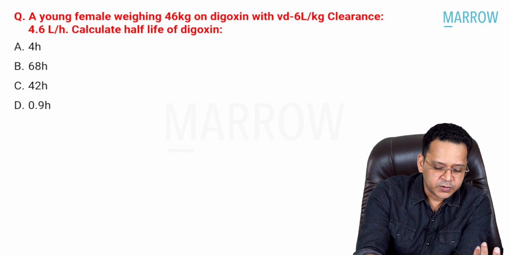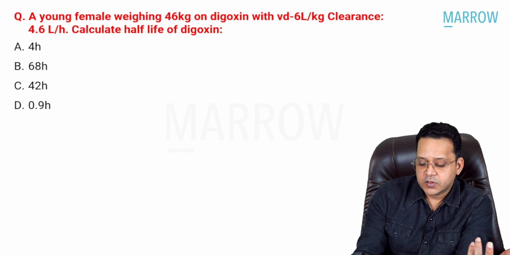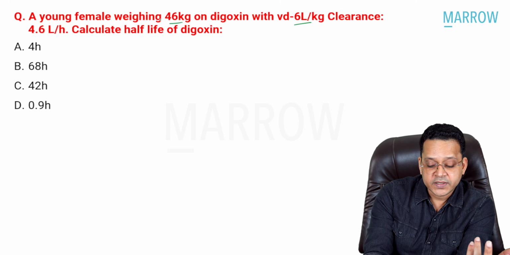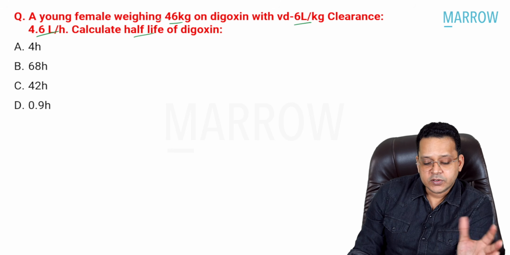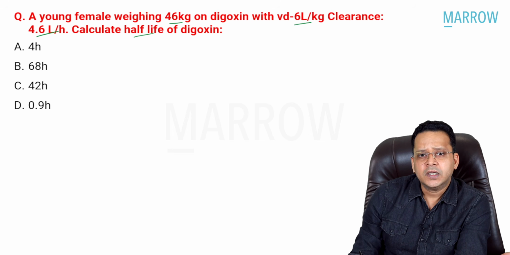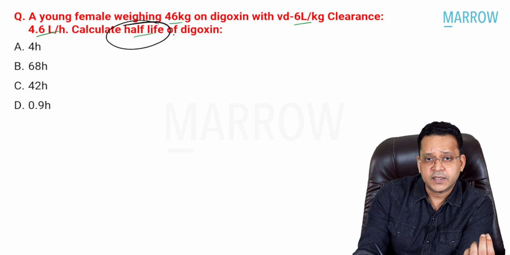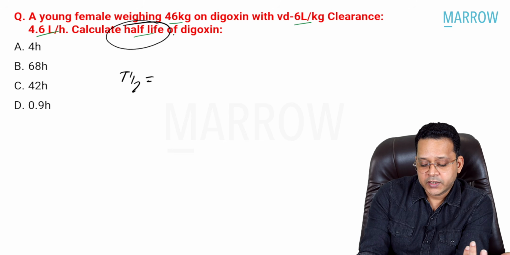And to begin with, we're beginning with a numerical. A young female weighing 46 kilograms on digoxin with a volume of distribution of 6 liter per kg. Clearance is 4.6 liter per hour. Calculate the half-life of digoxin, right? So this is a direct MCQ that has been asked upon the formula for T half, right?